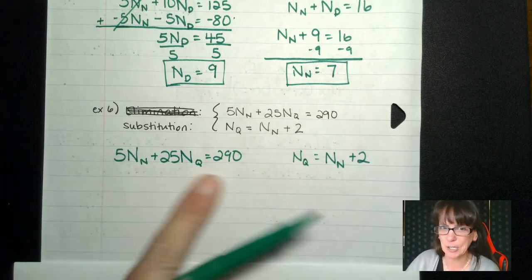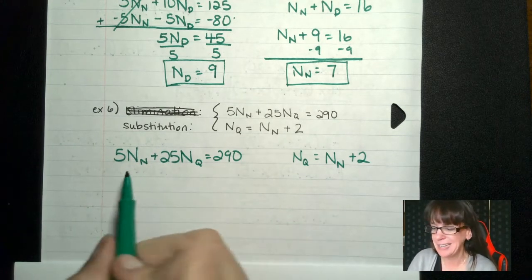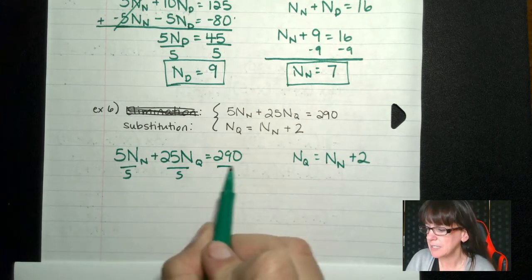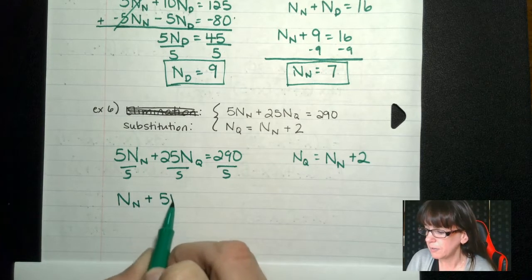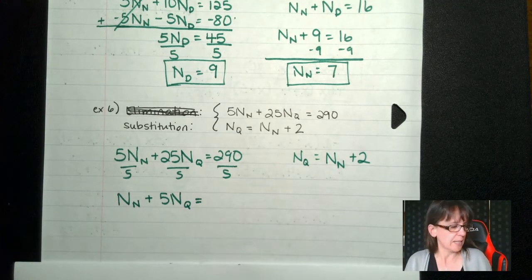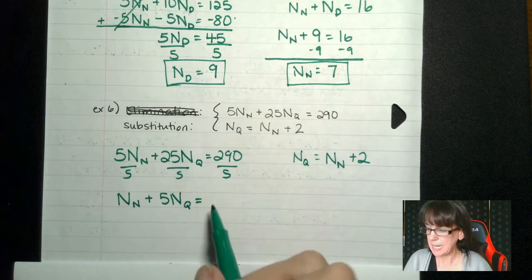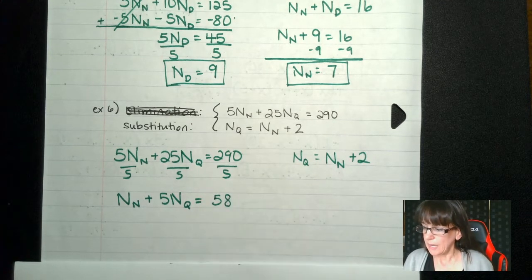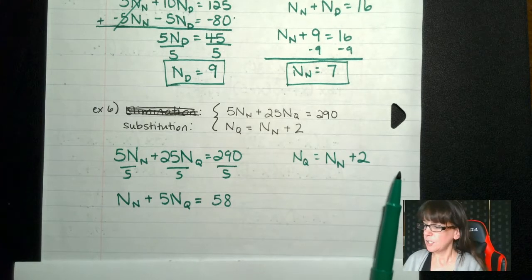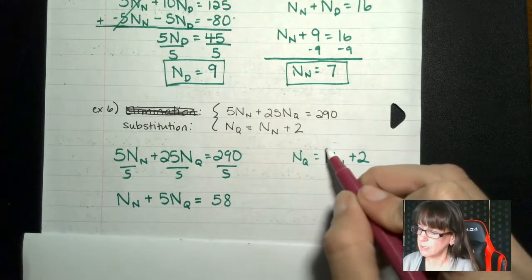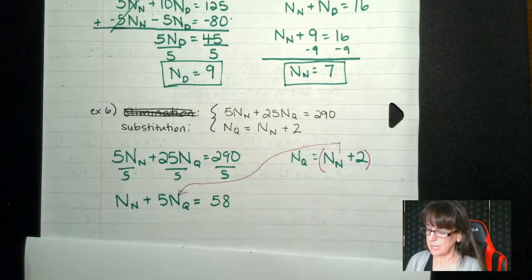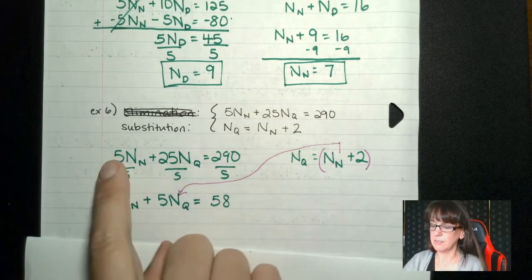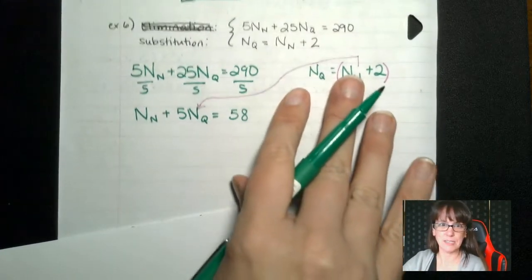Now, looking over here, I see 5 goes into all of those. Man, make your life easier. Let's divide every single chunk by 5. We're allowed to do that as long as we do all of the chunks like that. So 290 divided by 5 is going to give us 58. Now we know that nq here equals all this garbage. So we're going to take that garbage and insert it right over here for this nq. And you can see how making these numbers smaller made it a little bit easier on us.